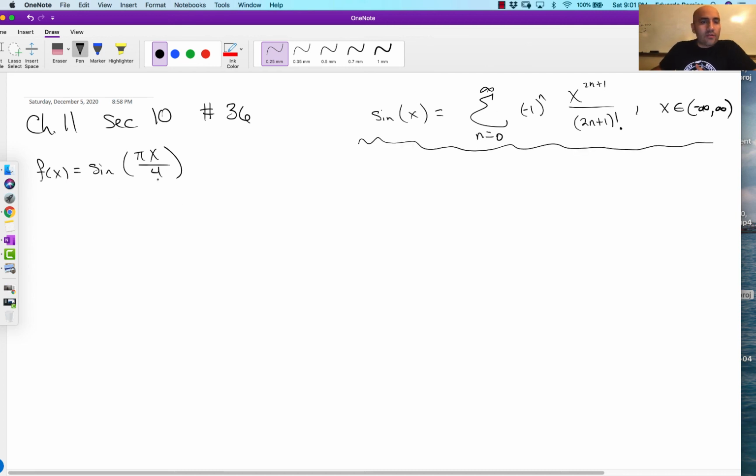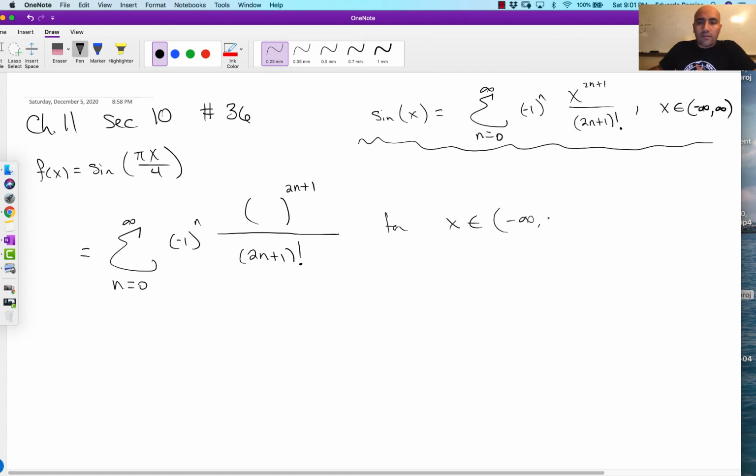All right, well, in our case, the argument is just a little bit different. So we can say that this is going to be almost the same as that, except we just have to tweak it a little bit. We have negative 1 to the nth power, and then we have something to the power of 2n plus 1, and then we have a 2n plus 1 factorial, and this is for x being a member of negative infinity to infinity. Okay, well, the thing that goes in here is this. So now we have to plug in a pi x over 4, and then simplify it as best we can. Okay, so this is for pi x over 4.